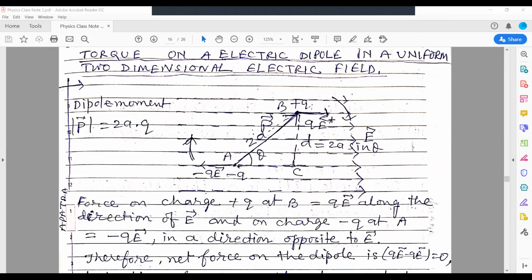Plus q charge experiences a force in the same direction, and that is q into E vector, and minus q experiences a force opposite to the direction of the electric field. 2a is the distance between the two point charges. Now what is the perpendicular distance between these two? That is d. Now d divided by 2a is sine theta. What is theta? It is the angle between the electric field and the dipole moment P.